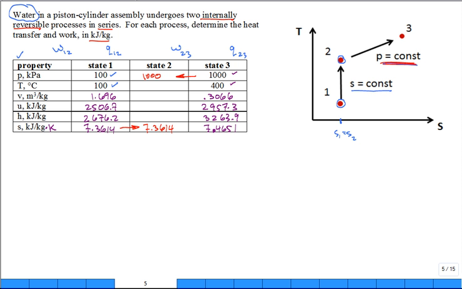Let's do this. Without looking these up right now, can I answer some questions about either the work 1 to 2 or the heat transfer Q 1 to 2? Okay, and so what would I do? How would I know something about the heat transfer 1 to 2? Yeah, and so it's internally reversible. The area under the curve is zero. Okay, so here is that one.